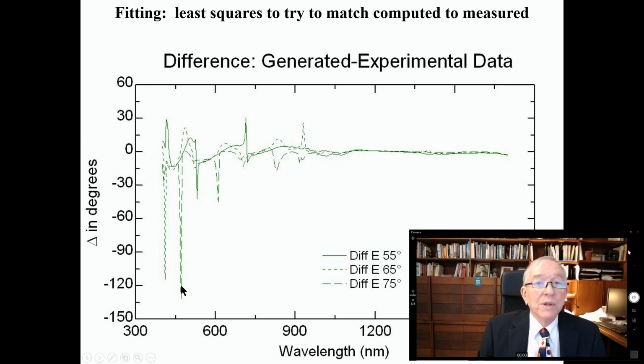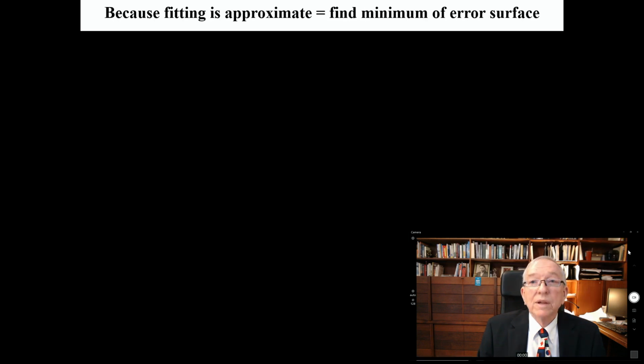So, I mean, look at this. It's 90 degrees, 60 degrees. It's a bad fit, but it's the best that could be done. So our goal here is to find a better way to make use of the data, and the reason that this fitting is such a problem is that we're looking for a minimum in an error surface.